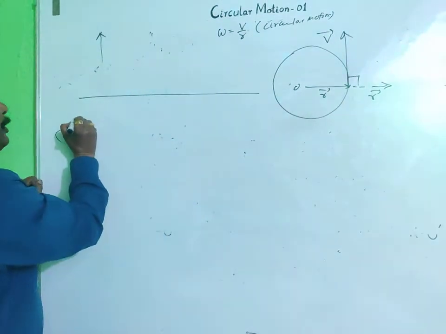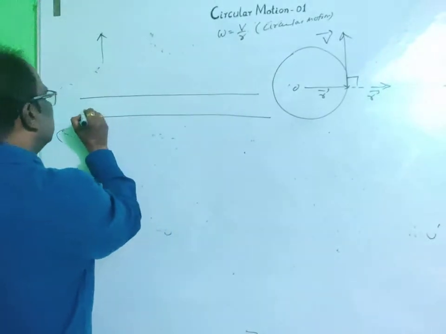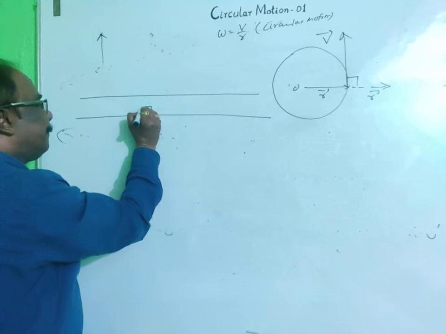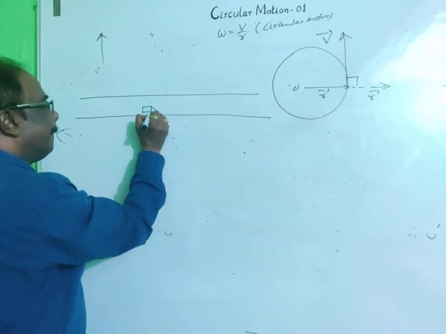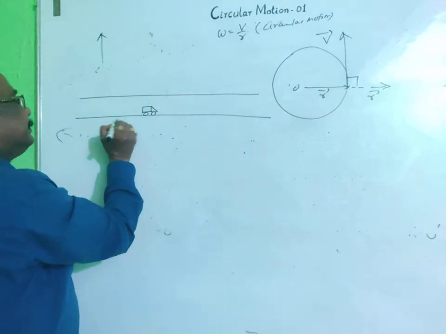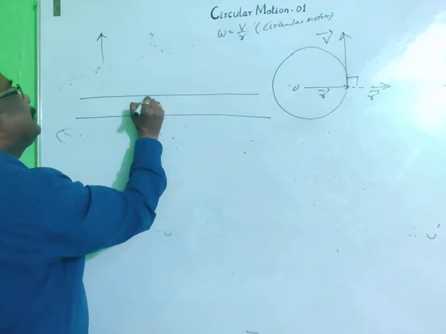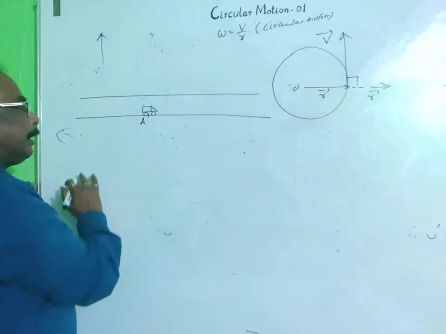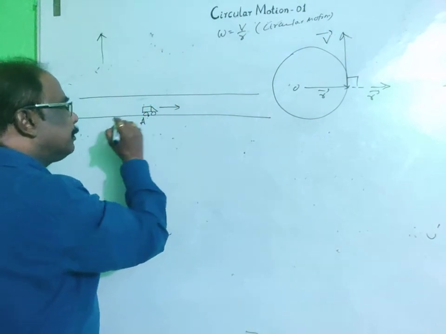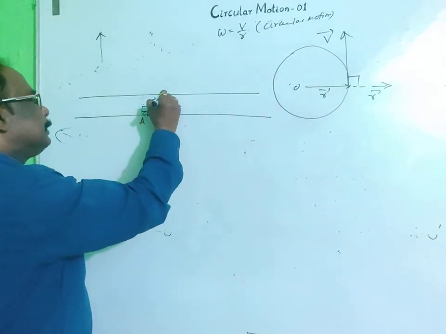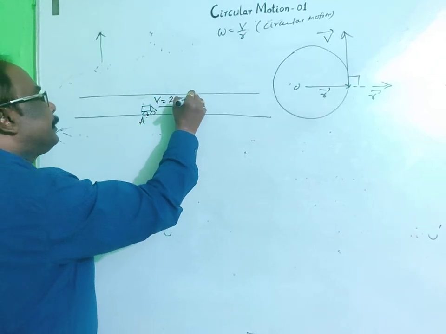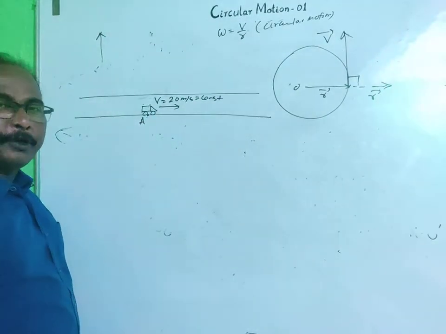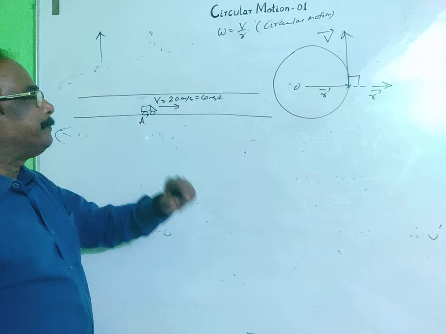Let's consider this is a straight track, and this is the position of a vehicle. This vehicle is initially at point A, and it moves along the straight track with a constant velocity, let's say 20 meter per second. It moves with a constant speed along a straight line with a speed of 20 meter per second.